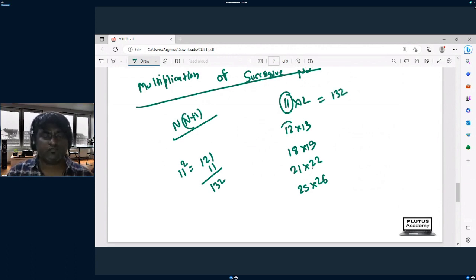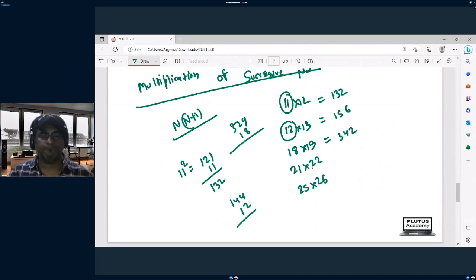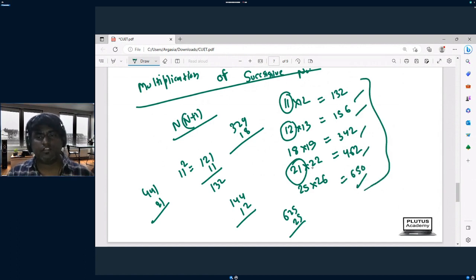Next number, the square of 12 will be 144, and you add 12 to it. That will be 156. Now 18 into 19, the square of 18 is 324, 18 added, so that will be 342. The square of 21 will be 441, and you add 21 itself, so that will be 462. Next, for 25, the square of 25 is 625, you add 25 to itself, so that will be 650. So in this method, you can do the multiplication of two successive numbers.